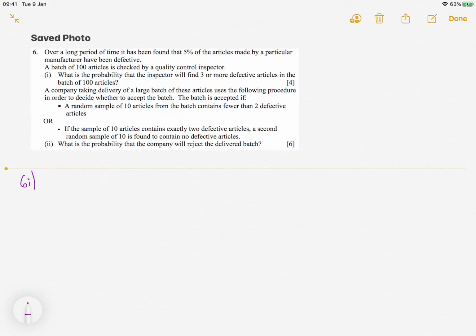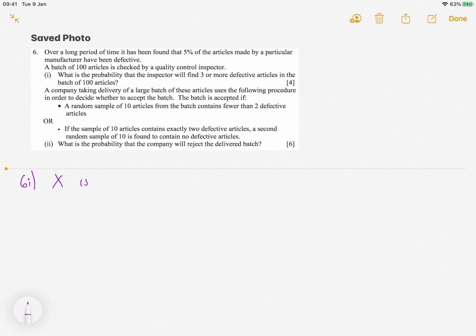So the main thing to notice here is that it's binomially distributed because the thing's either defective or it's not. So that's success or failure. There's a set number of trials. In this case, it's 100 for part I. And then we'll go from there.